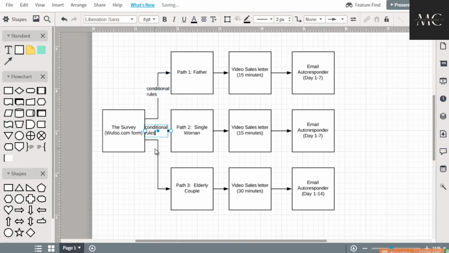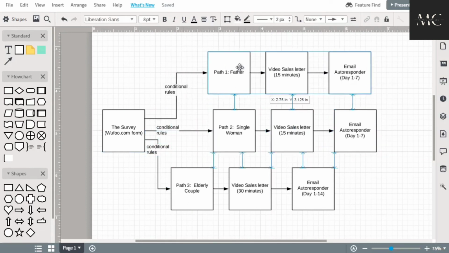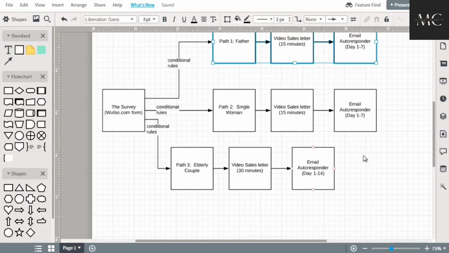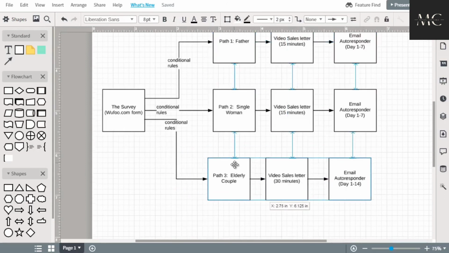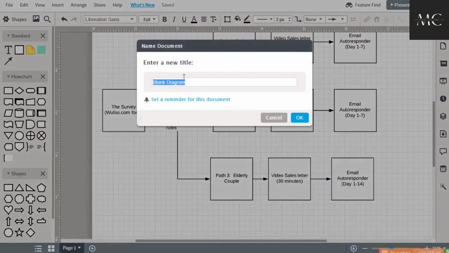So write that here, we'll write that here, and we'll write that here. So there will be conditional rules here, here, and here. I'm going to move this a little bit over here, just so it's a little bit easier. And I don't know if you noticed this, but as I'm moving it, it locks into place. And I like that about Lucidchart, it makes it really easy and organized, and we can name this. Click OK.